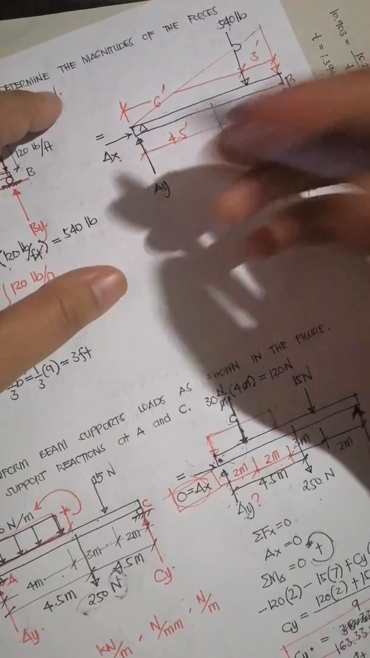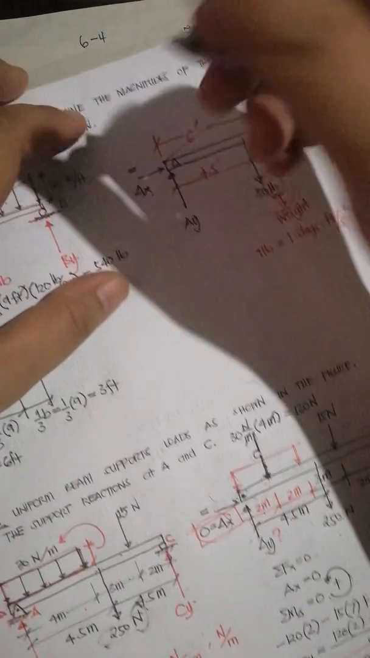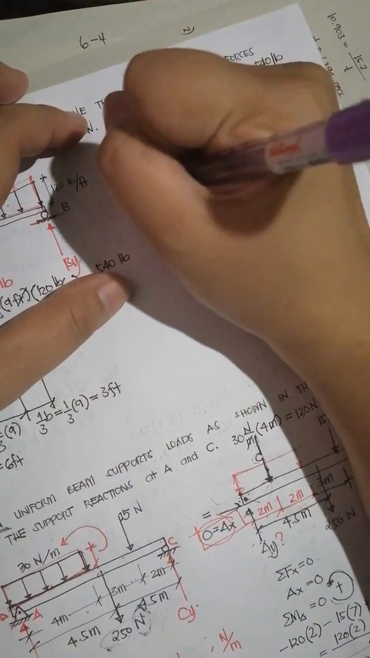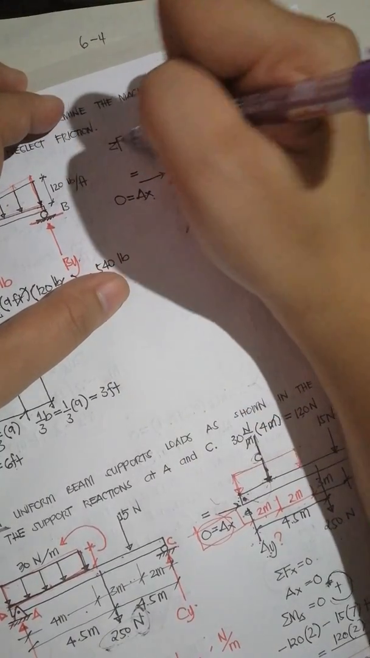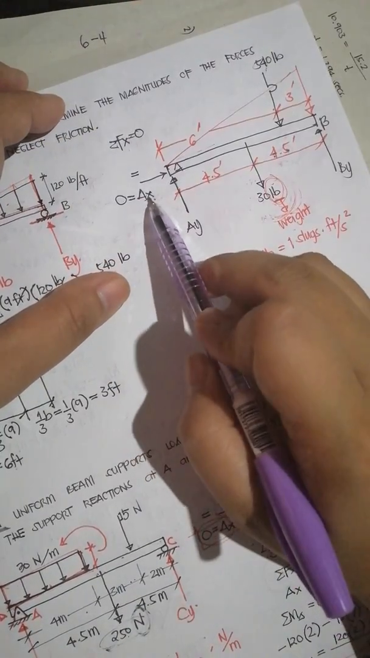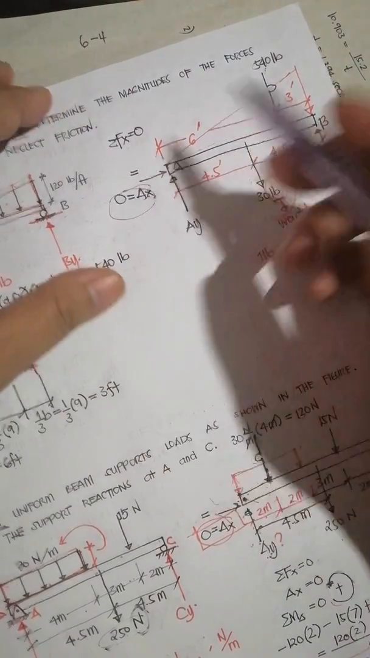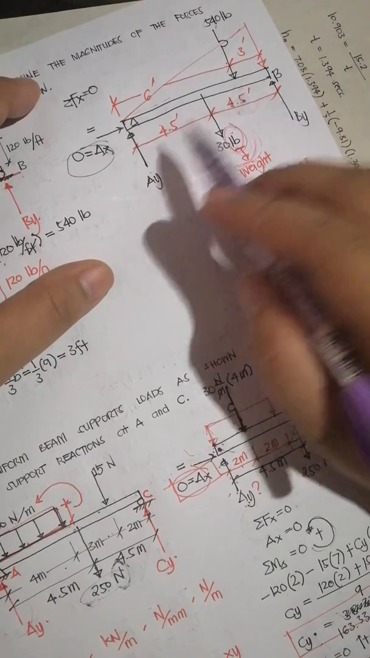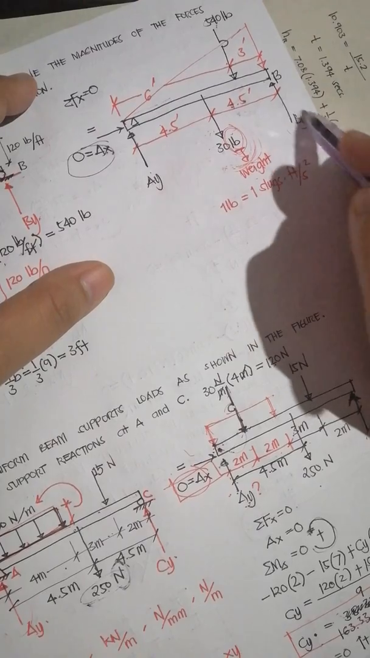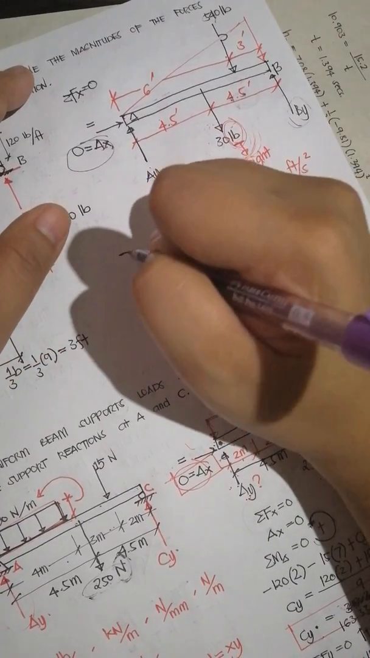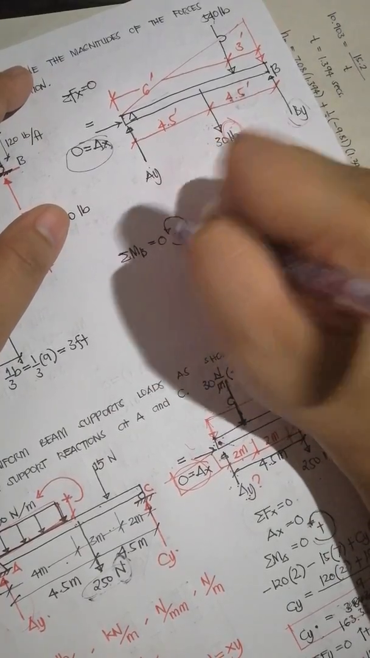Okay, so I think it would be best, automatically, our AX is 0, since using summation of forces in x equals 0, there are no other horizontal forces aside from AX. Now if you want to get AY, you could sum up moment here so that BY will not be part of the equation. So I want to sum up moment at B, positive for counterclockwise moment.